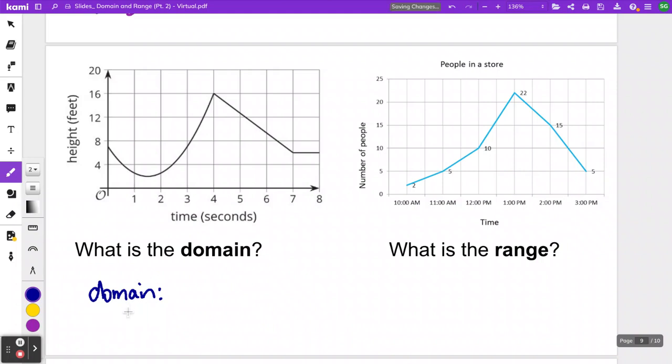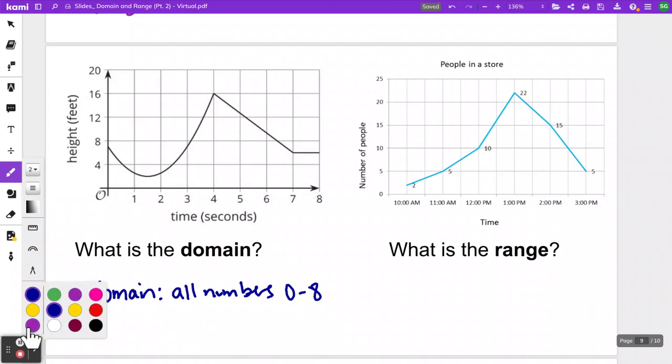For this first problem, to identify the domain, I'm really focused on the input, which is always going to be on my x-axis, so the time. The domain, I'm describing all of the possible times based on this graph. Because we're talking about time, it can be any number, right? So I'm going to say all numbers. That includes your whole numbers, your fractions, your decimals. And looking at our graph here, it's all numbers from 0 to 8. Every single time between 0 to 8 seconds has a point on this graph.